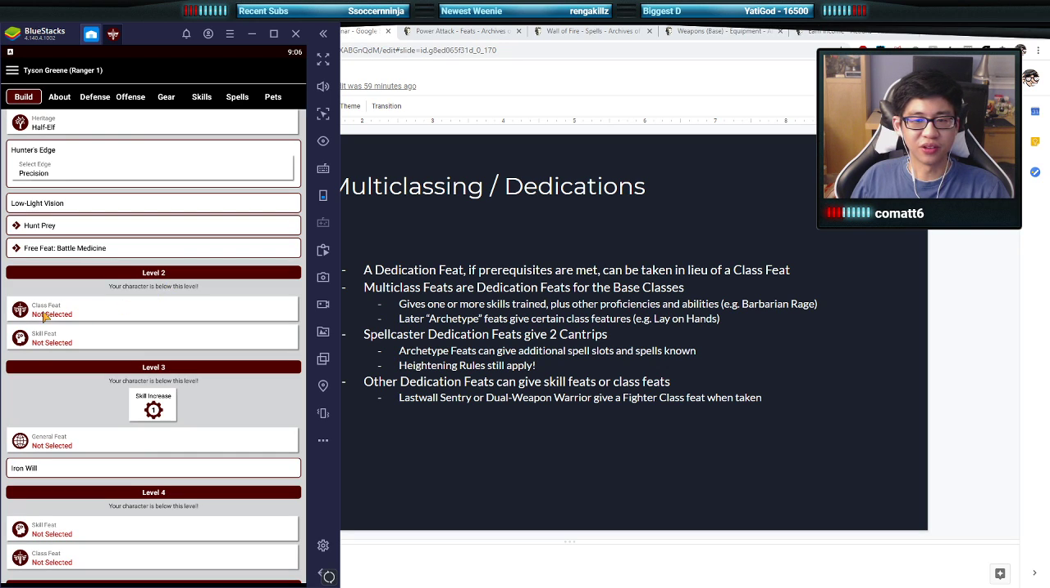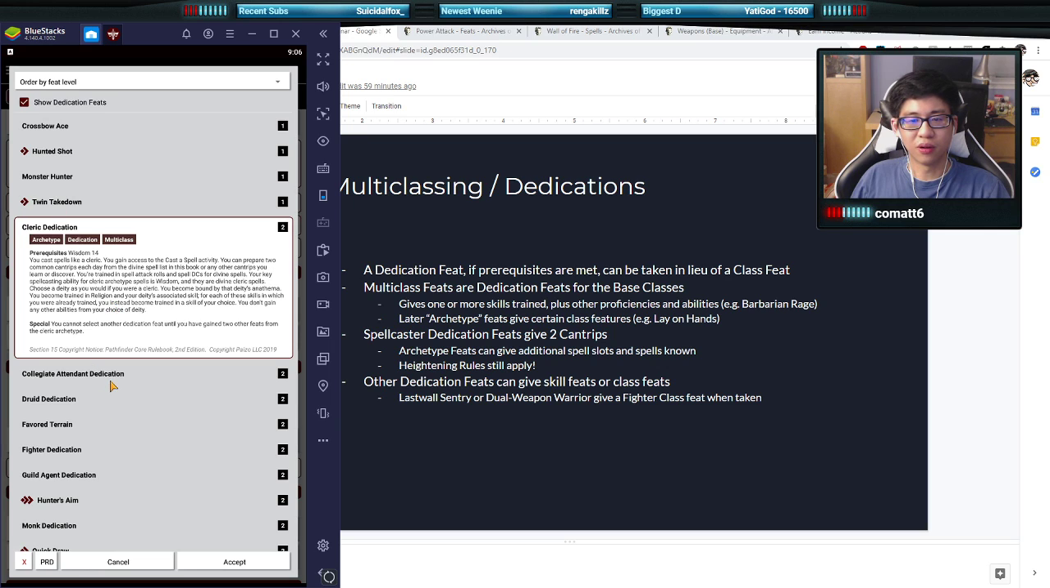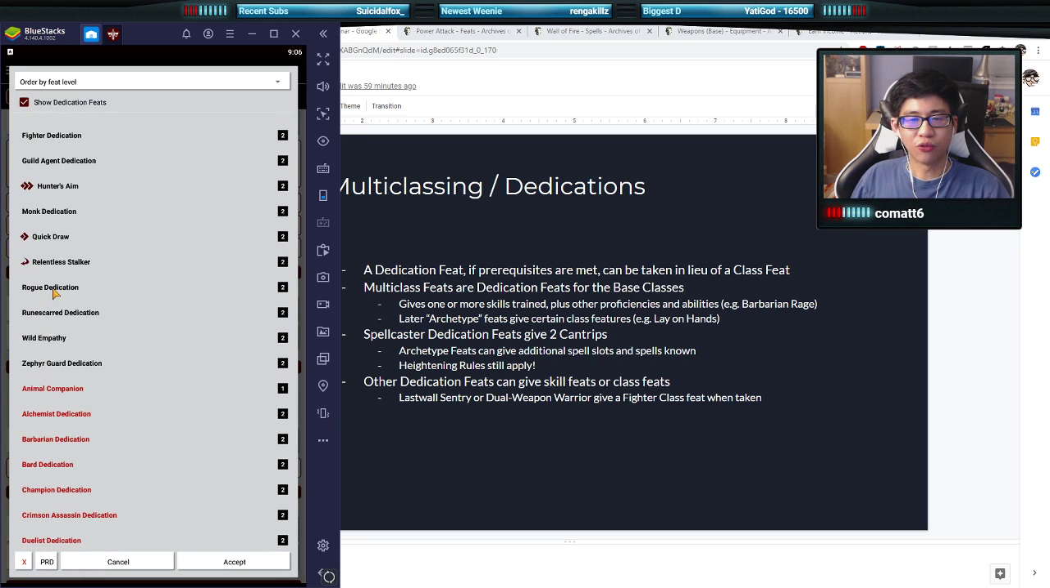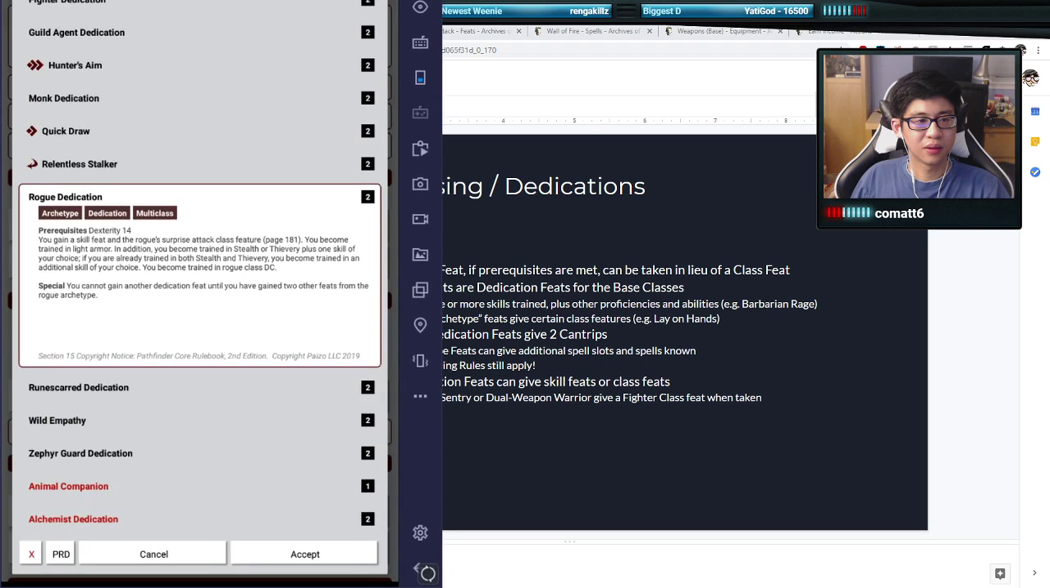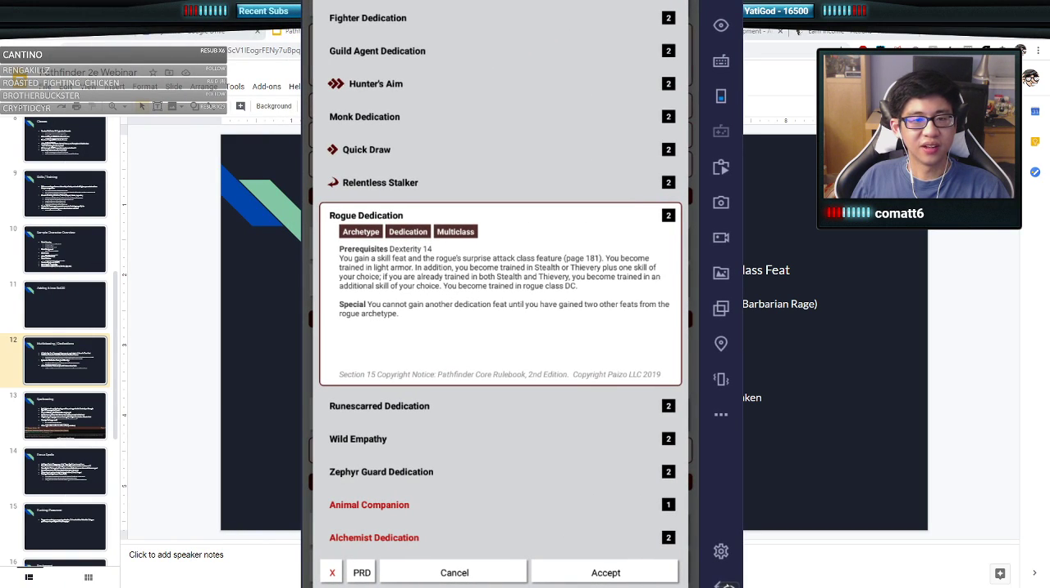So let's take a look at one of the abilities. We don't qualify for barbarian, so let's take a look at the rogue dedication feat, for instance. It is difficult to see, so let me zoom that in real fast, and then center that. If we have dexterity 14, we would qualify for it. You gain a skill feat and the rogue's surprise attack class feature. You become trained in light armor, and in addition to that, you become trained in either stealth or thievery, plus another skill of your choice. If you're already trained in both of those, you become trained in an additional skill of your choice.